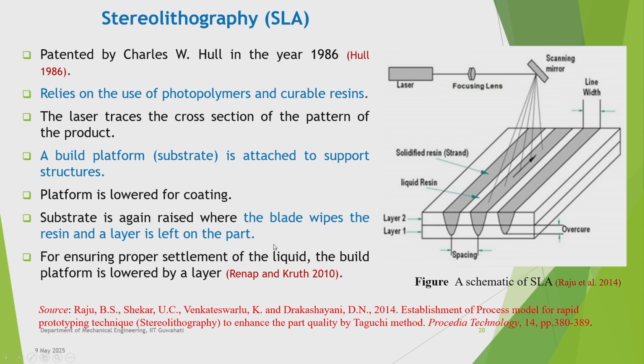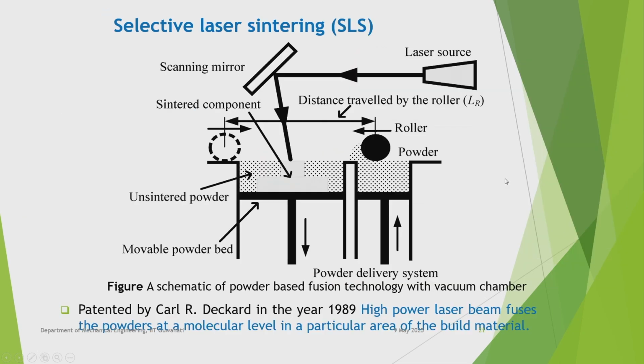For ensuring proper settlement of the liquid, the build platform is lowered by a layer, and this is the schematic diagram. There is a laser and a scanning mirror, and we are selectively curing it. So, this is stereolithography. Now, we have the selective laser sintering process, where we put a powder.